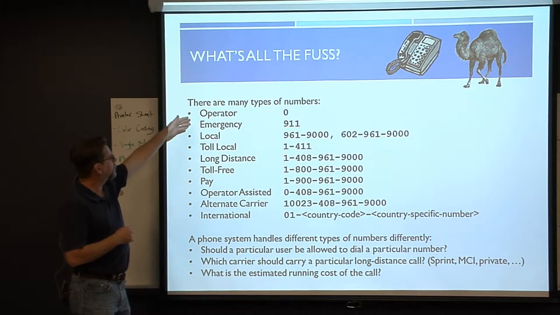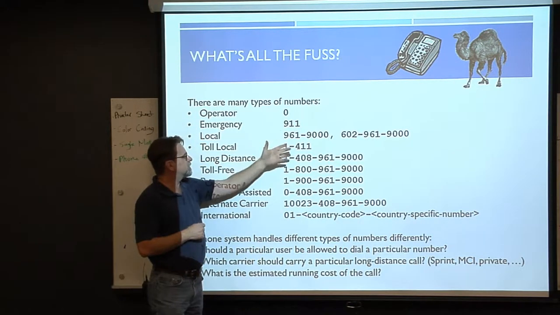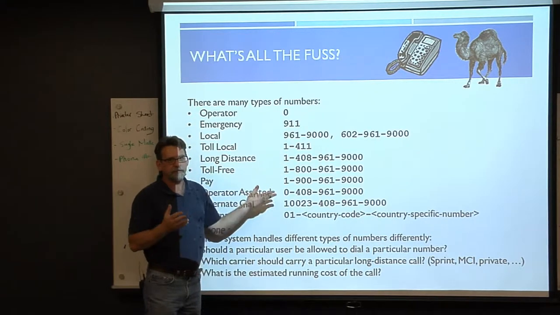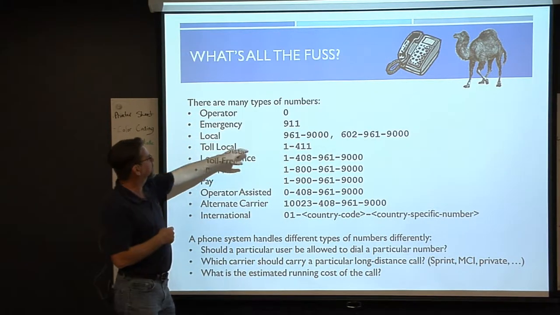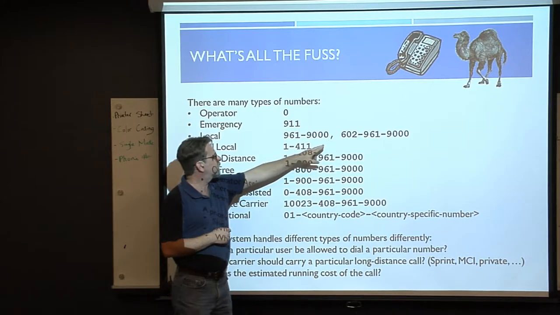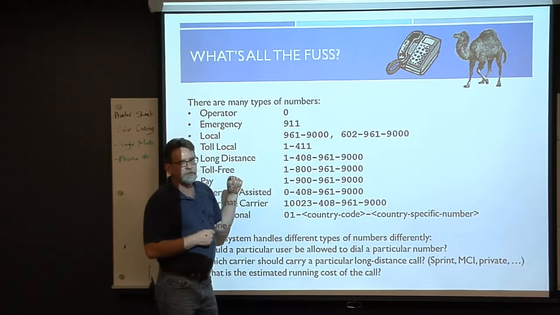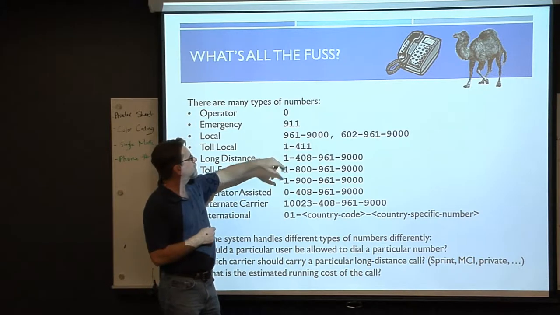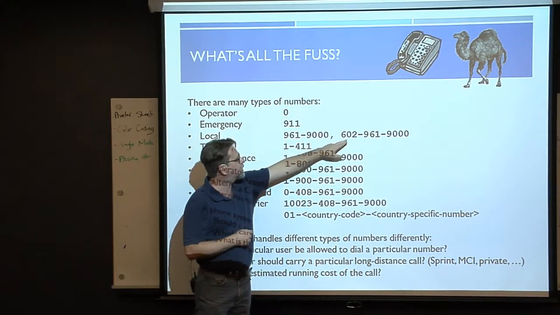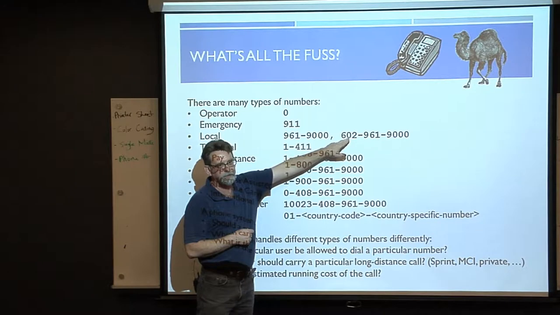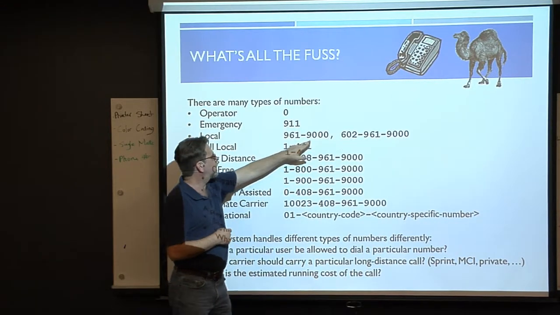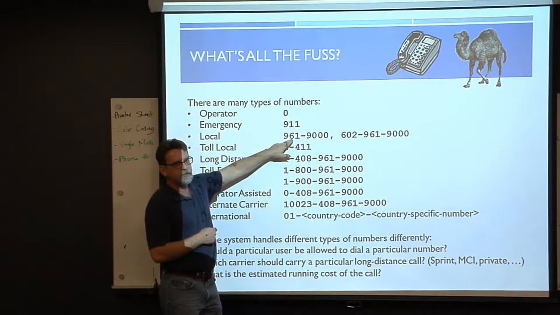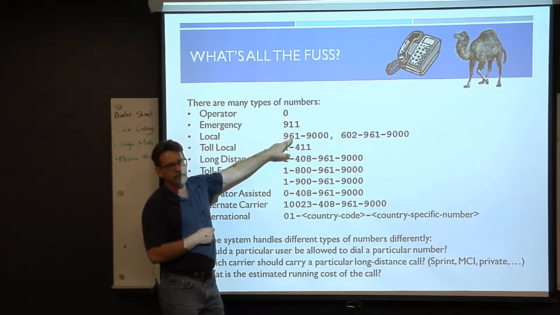But anyway, we have operator, emergency. If you dial the 911 pattern, how does it know after 911 that you're done? Local numbers can be a 7-digit number or a 10-digit number, and how does it know when it's a 7 or a 10? Historically, before they ran out of numbers, the key was that an area code always had a 0 or a 1 in the second position, and this is called an office code. This never had a 0 or a 1 in the second position.